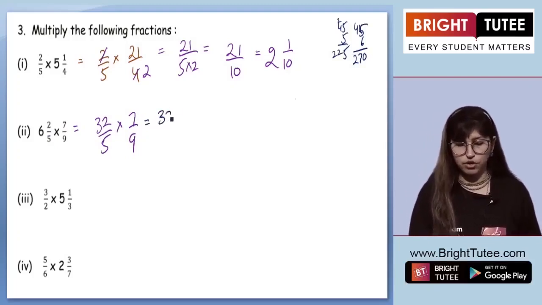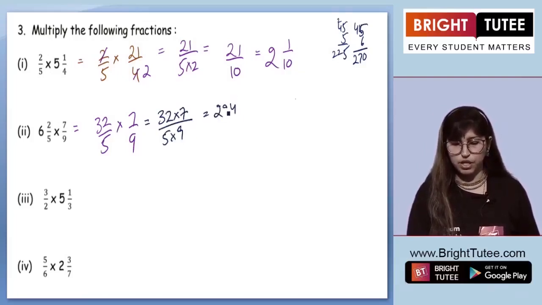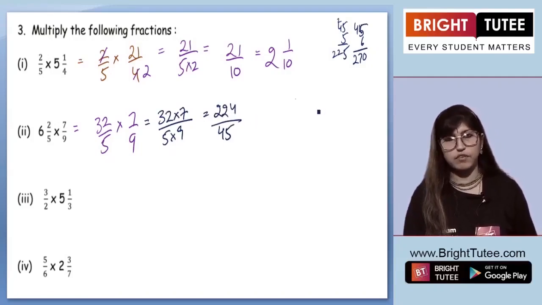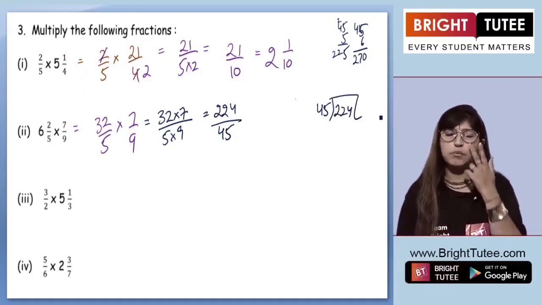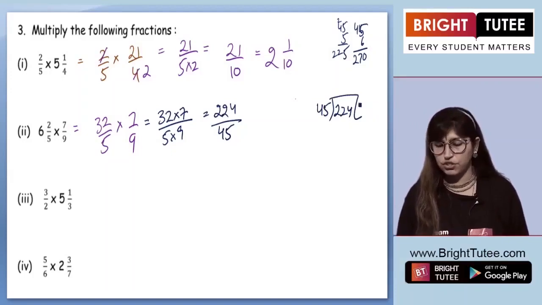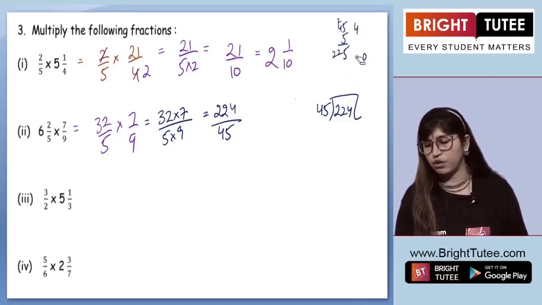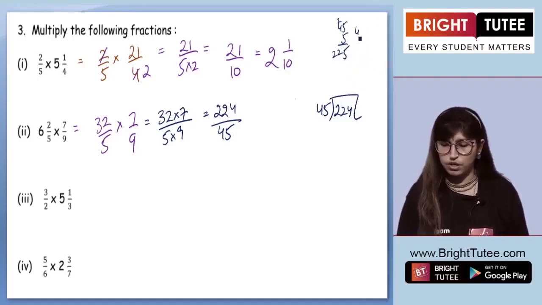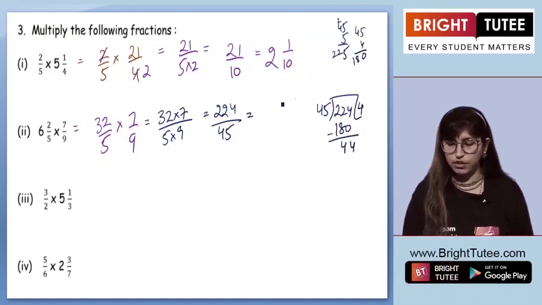So we'll be multiplying the denominators and numerators. So we'll be getting this. So we'll be getting 224 by 45. So let's try to convert it to an improper fraction, which is already there, but we'll try to convert it to a mixed fraction. So 45 times 5 is 225. So we can write it down, 45 times 4, which is 180. So we are left with 4. So we'll be getting 4 44 by 45.